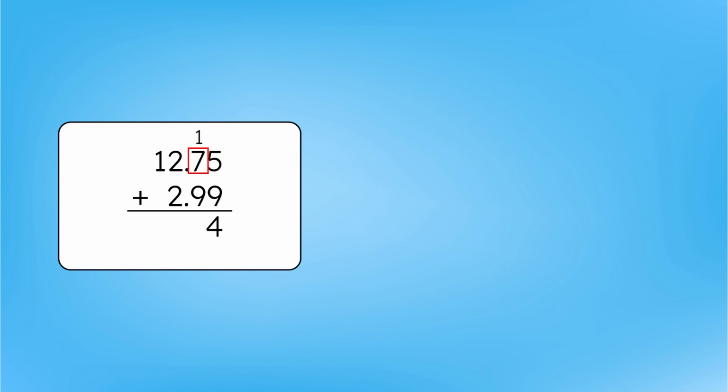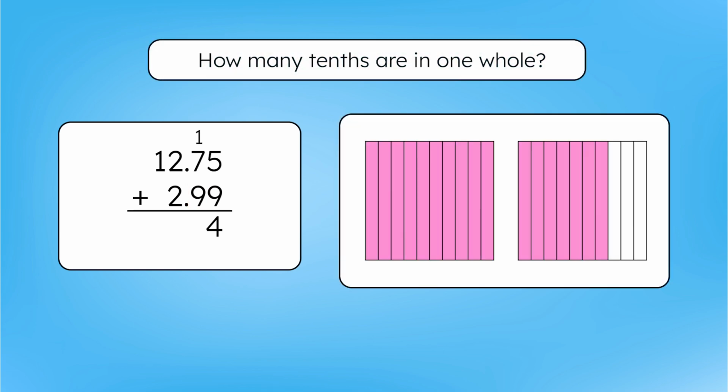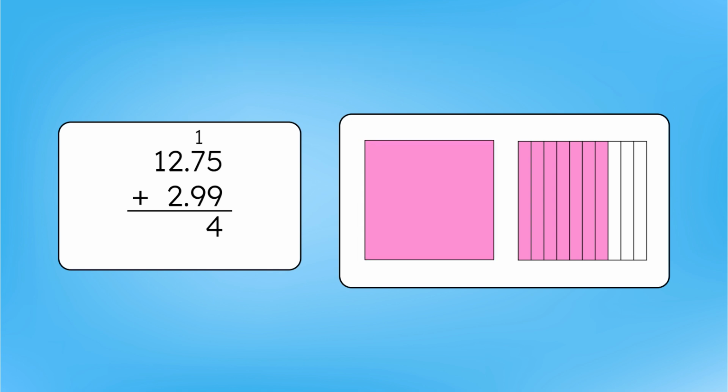1 plus 7 plus 9 equals 17 tenths. That's a lot of tenths. How many tenths are in one whole? 10 tenths, right. Those 10 tenths get regrouped as one whole, which we'll record with our other ones. And the 7 tenths get recorded in the tenths place of our sum.